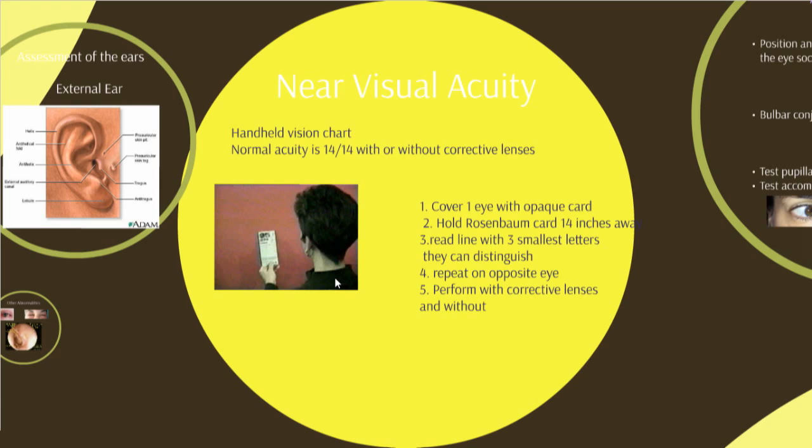It's E's, X's, O's in graduated sizes. Has different numbers and letters. Okay, and we're going to have them hold it about 14 inches from the eyes and read the line with the smallest letters that they can distinguish. We're going to repeat the test with the other eye, and if the patient wears corrective lenses, same as with the Snellen chart, have them do it with both.